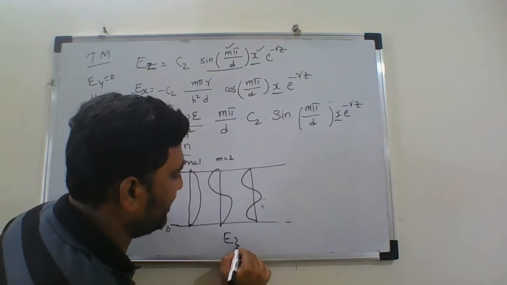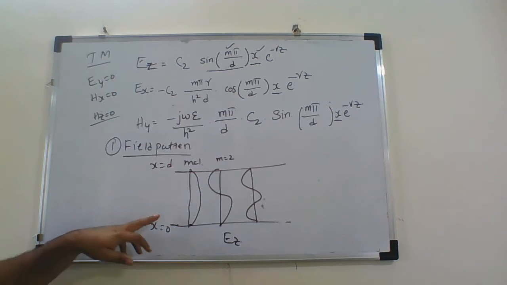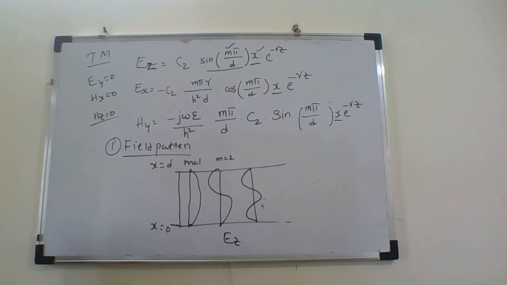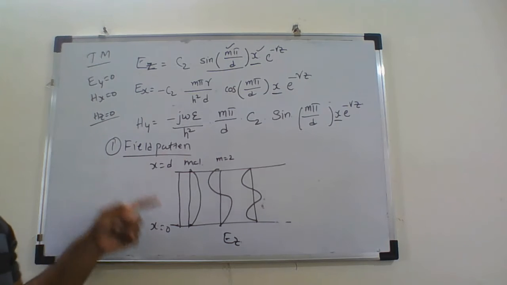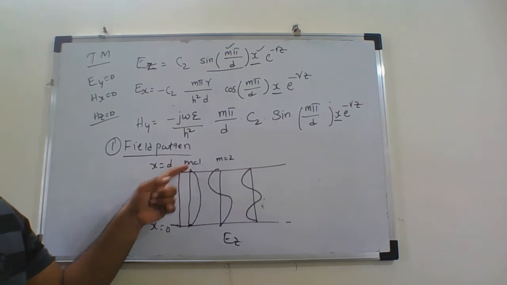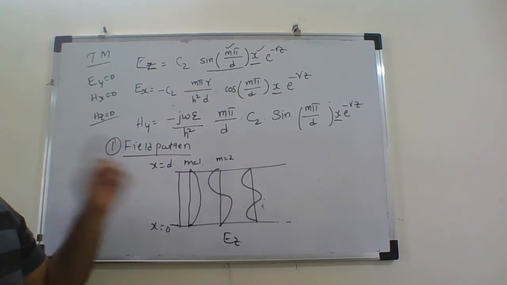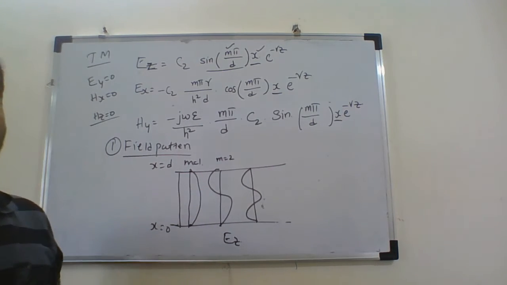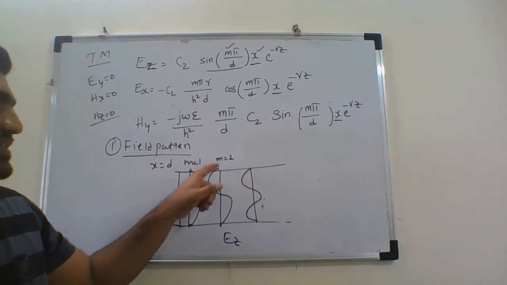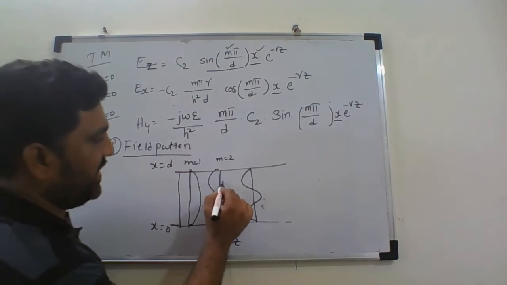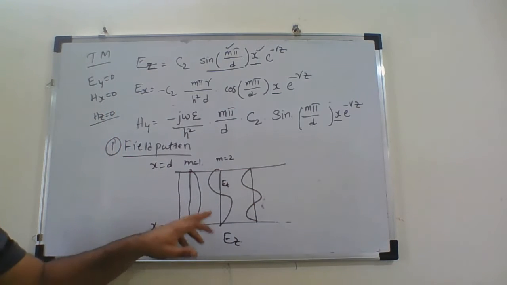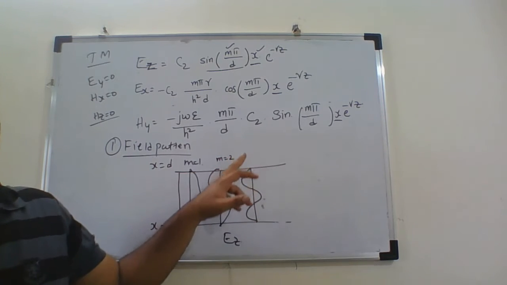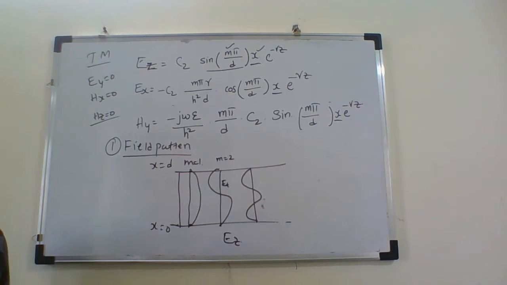So this is the field pattern for Ez. If m equal to 0, there is no variation of Ez. If m equal to 1, I will have an Ez variation of 180 degrees, sinusoidally, so the field pattern will be like this. When m equal to 2, that means there are 2 half cycles, so one complete sine wave will exist, a complete sinusoidal variation. And when m equal to 3, I will get a 3 half cycle variation inside the waveguide.